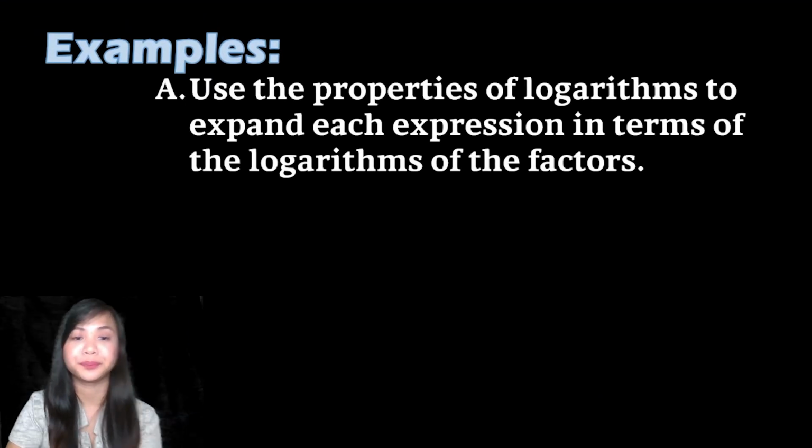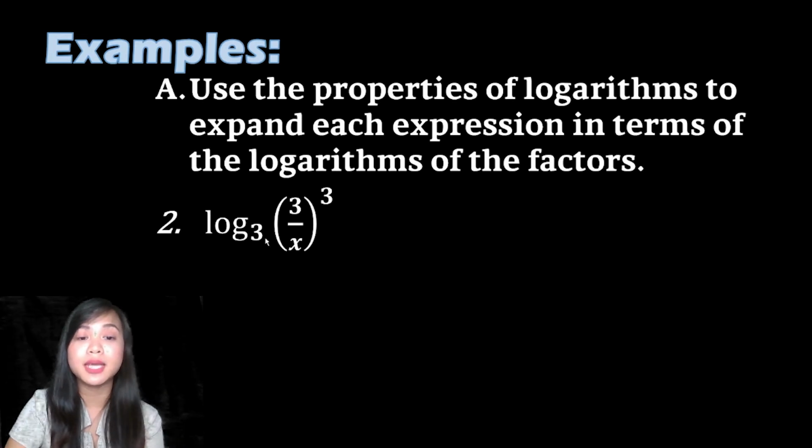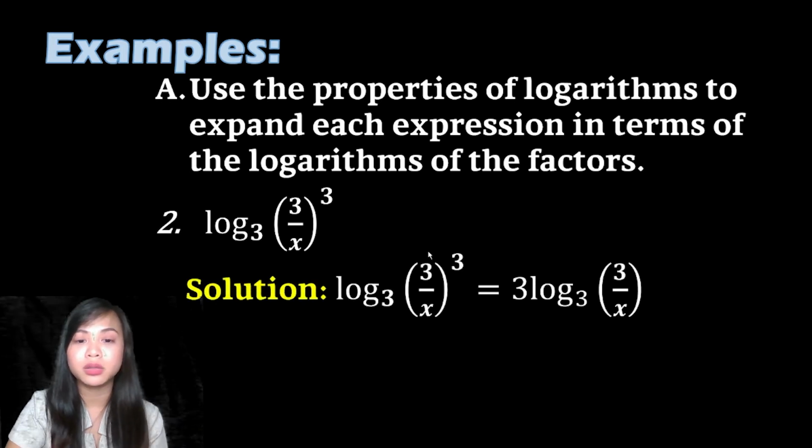Next example, we have log base 3 of 3 over x raised to 3. So we have here a quotient for your power and again a power rule, exponent to your power. First, let's use the power rule. Bring down this 3 to be multiplied to your logarithm. So we have 3 times log base 3 of 3 over x.